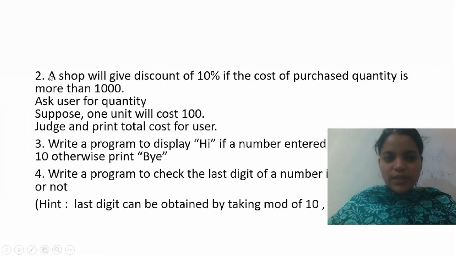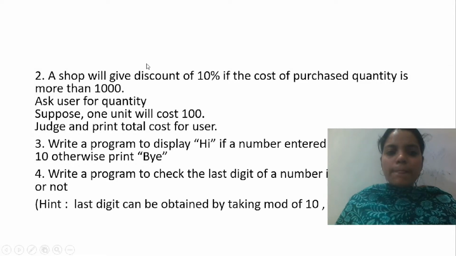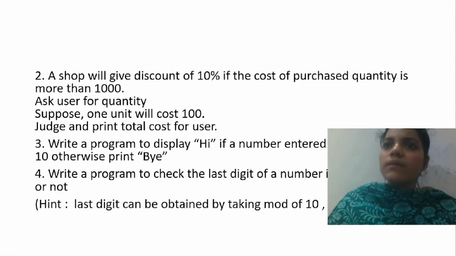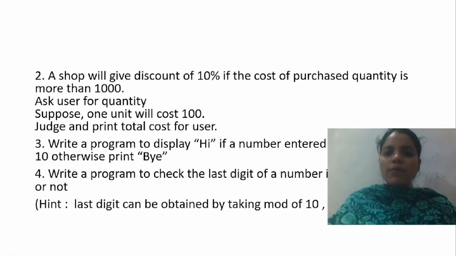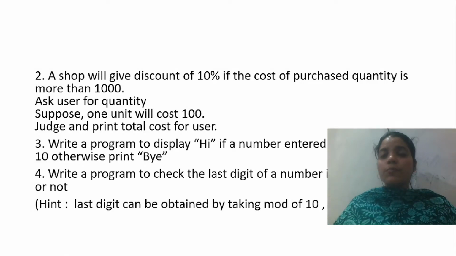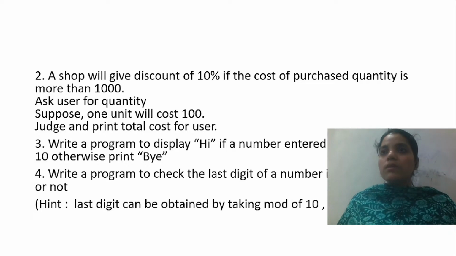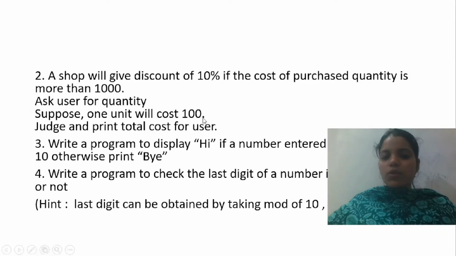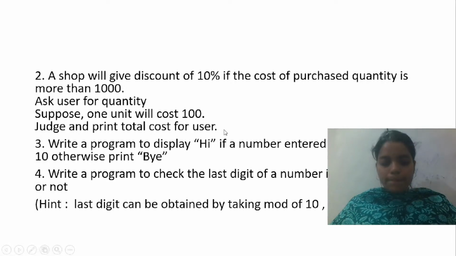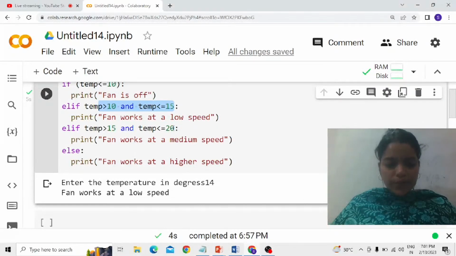And this will be the last one, the second one which I've listed here. A shop will give a discount of 10% if the cost of the purchase quantity is more than 1000. Are you understanding? Right? So if I go to the shop and I want to purchase a pen, and the shopkeeper says if you purchase more than 1000 pens, we will give you a total 10% discount. Right? So suppose one quantity costs rupees 100, what will be the total cost you have to print? All right, what will be the total cost you have to print?